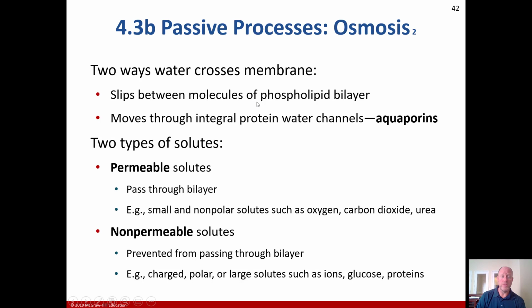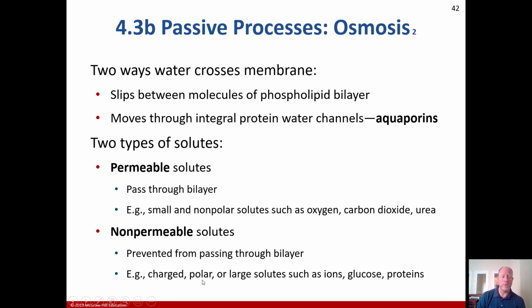Now, there are two ways that water crosses that membrane. It slips between the molecules of the phospholipid bilayer, which certainly happens to some extent, or it moves through integral protein water channels like aquaporins. Two types of solutes: we have the permeable solutes. They pass through the bilayer because they're permeable, right? Small non-polar solutes like oxygen, carbon dioxide, and urea. And non-permeable solutes are prevented from passing through the bilayer.